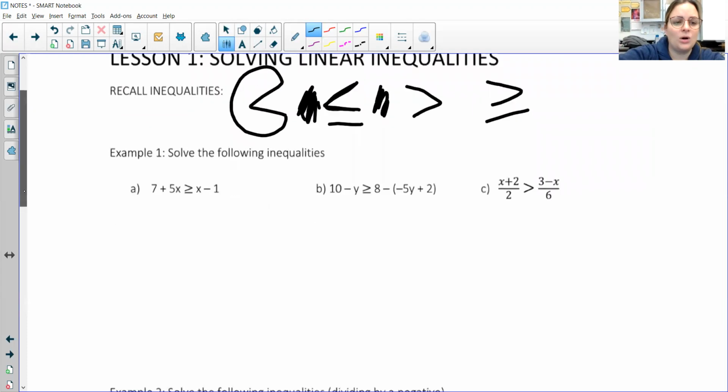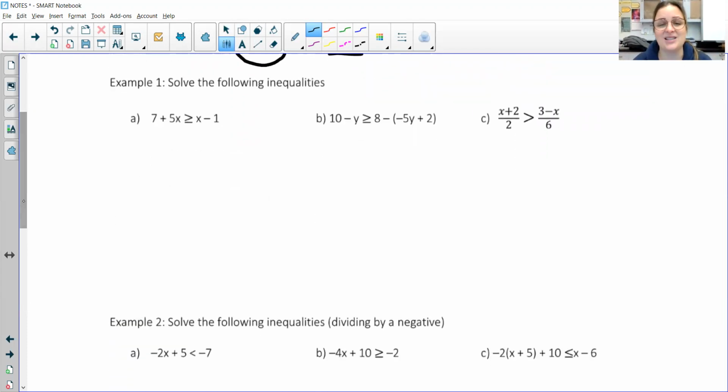To solve a linear inequality is basically the same thing as solving any kind of linear equation. You're going to use algebra. The only extra tidbit is if you divide both sides by a negative value, you are essentially changing the signs of all values, which means you also have to change the direction of the inequality. That's really the only catch. In example 1, we're going to do A and C, which do not involve that catch.